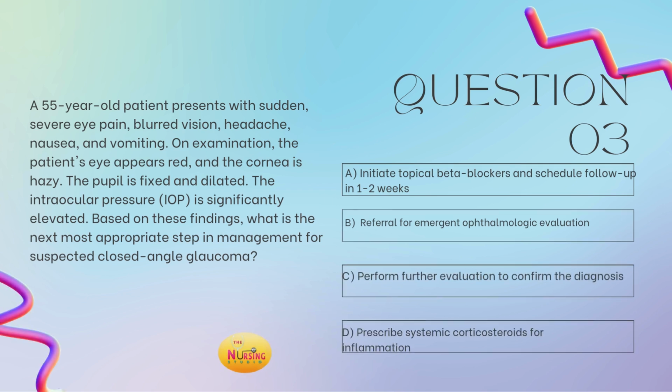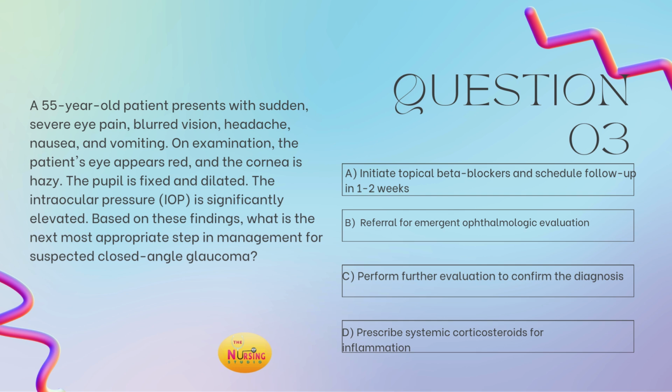All righty. Question number 3. A 55-year-old patient presents with sudden severe eye pain, blurred vision, headache, nausea, and vomiting. On exam, the patient's eyes appear red and the cornea is hazy. The pupil is fixed and dilated. The intraocular pressure is significantly elevated. Based on these findings, what is the next most appropriate step in management for the suspected closed angle glaucoma?